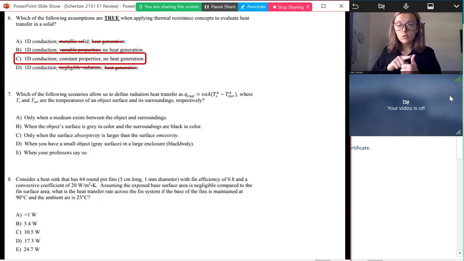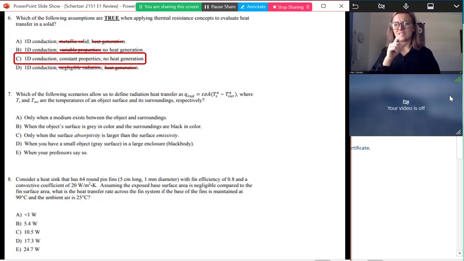Question 7 asks us which of the following scenarios allows us to define radiation heat transfer as heat transfer equals emissivity times Stefan-Boltzmann's constant times area times Ts to the 4 minus T surface to the 4. And then it tells us what Ts and T surface are. So here my options are only when a medium exists between an object and its surroundings. I know this is not true because I don't need a medium for radiation heat transfer, so it's not A.